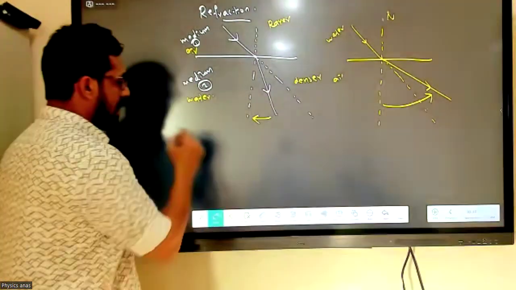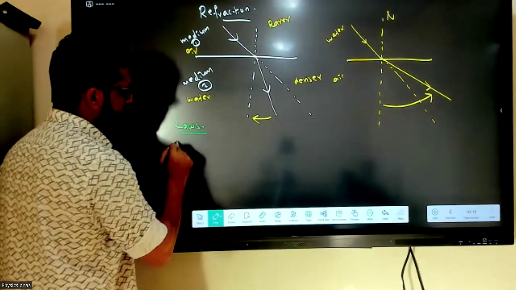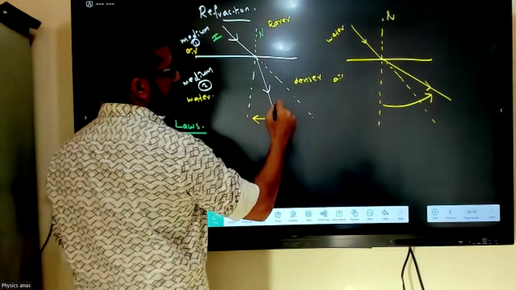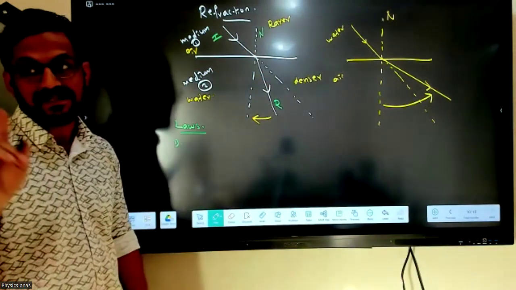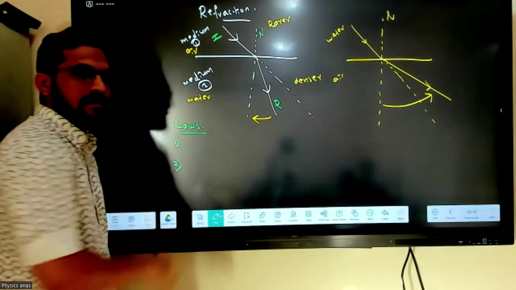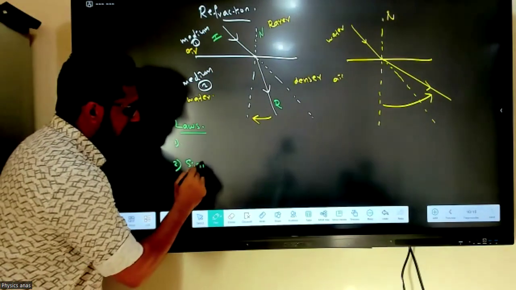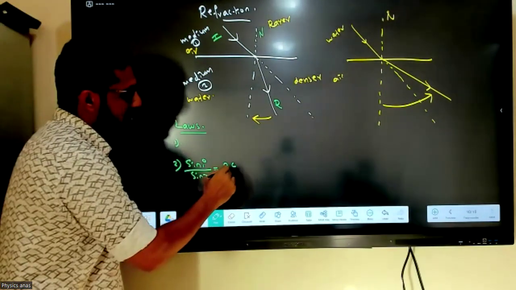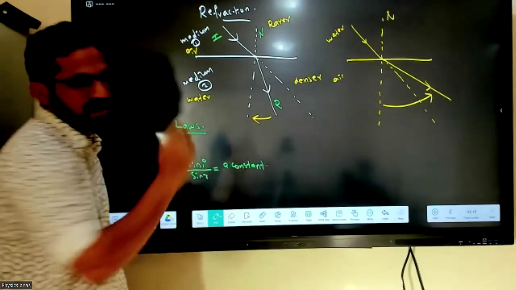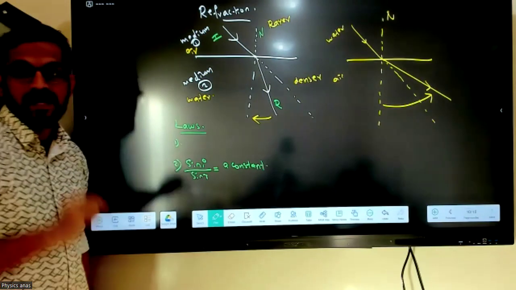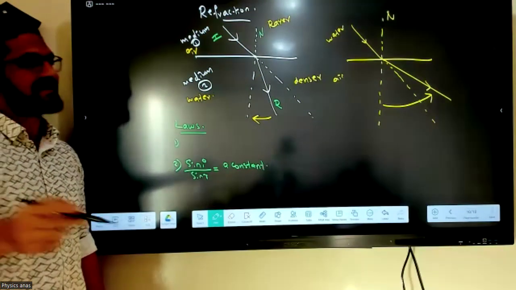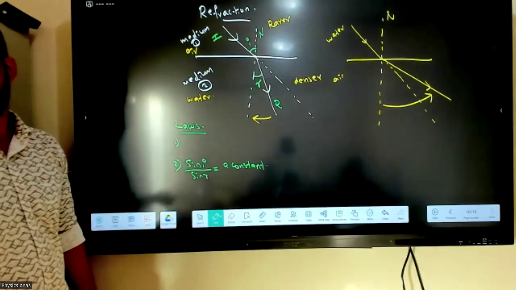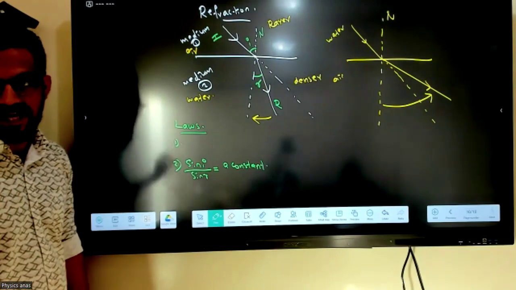Now we have to see the laws of refraction. What are the laws of refraction? There are two of them. The first is very simple: the incident ray, the normal, and the refracted ray all lie on the same plane. That's the first one. The second one you can say with this equation: sin i by sin r is equal to a constant. Now convert that into words. The ratio of the sine of the angle of incidence to the sine of the angle of refraction is a constant.